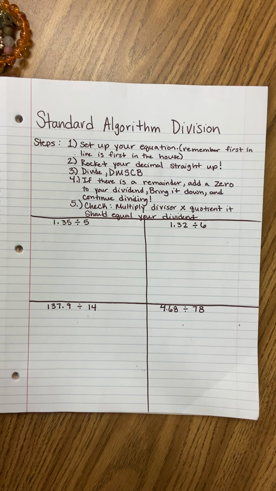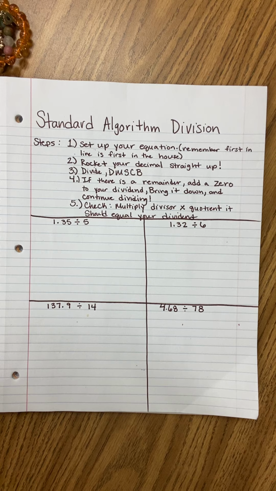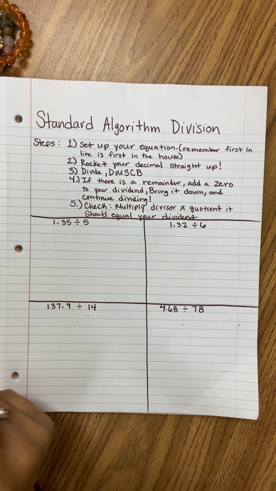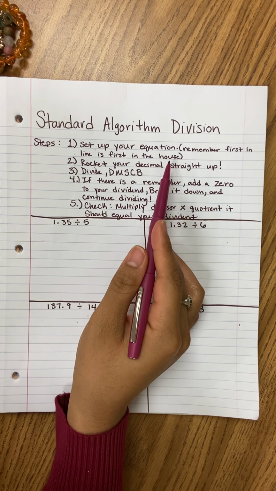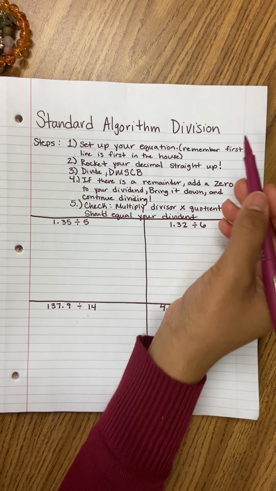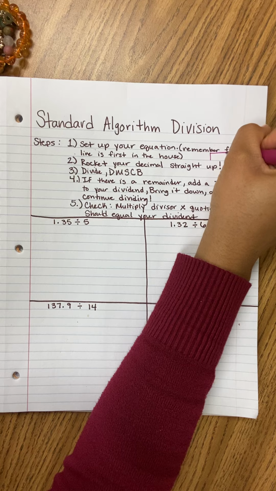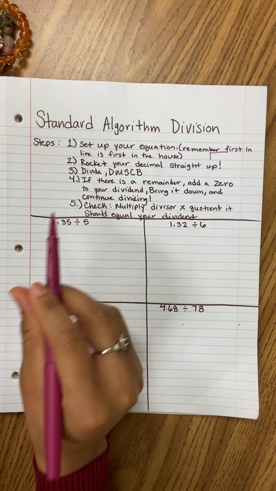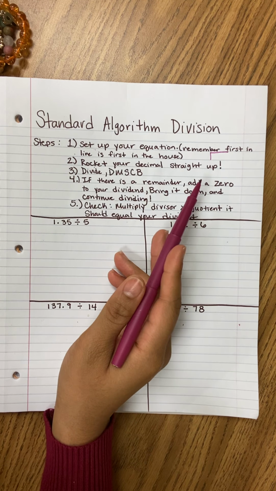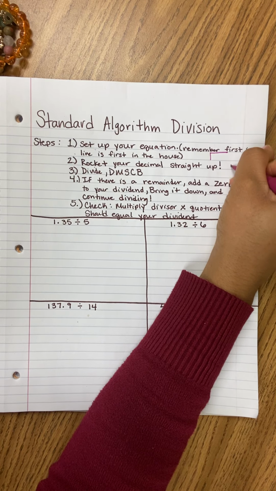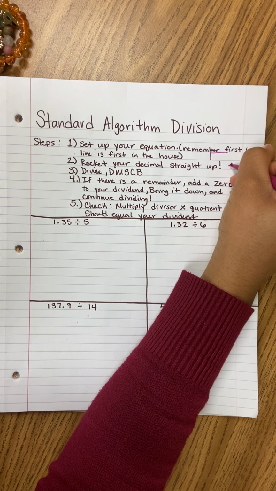We're going to do standard algorithm division. First, we're going to go through our steps. First thing we want to do is set up our equation. So the number that is first in line is going to be first inside of our house. Okay, rocket your decimal straight up. So we're going to remember to bring our decimal straight up.